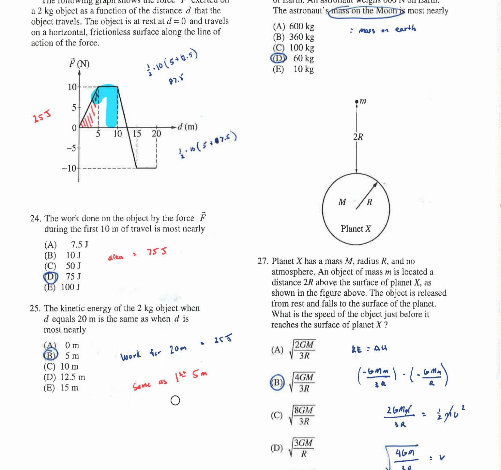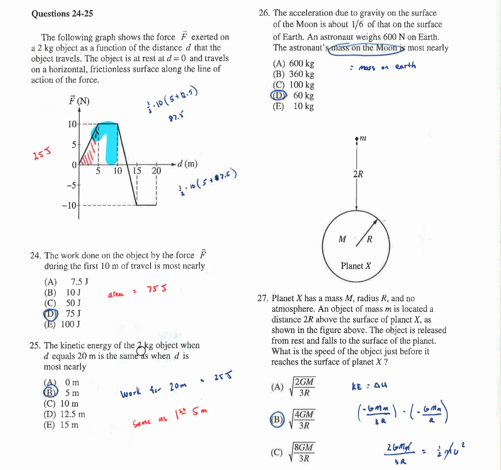And then this one's a little tricky. It wants to know the kinetic energy of the 2 kilogram object when D equals 20 meters. Okay, so think about this again. Look at this whole thing. This here equals this here. So whatever this did, this just took it away. So the energy it has at 20 is the exact same as it had at 5. I'm going to say that again.